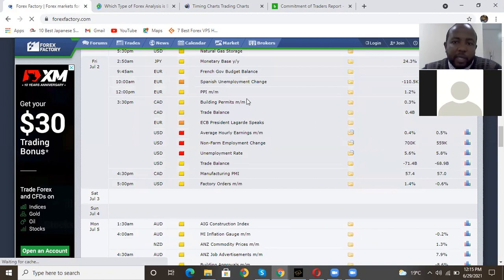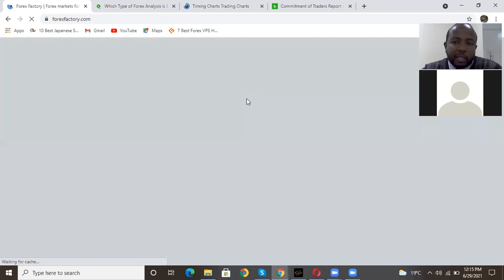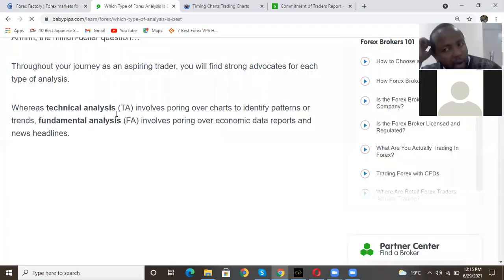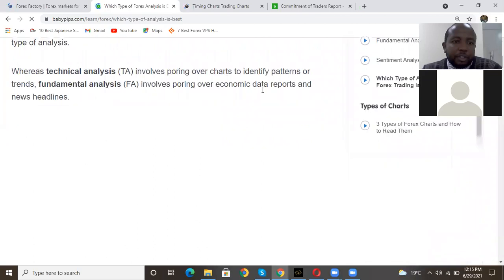So, or how many jobs were added the last month in the US economy. So let's finish on theory first. So we have said technical involves poring over charts to identify patterns or trends. Fundamental analysis involves poring over economic reports and news headlines.